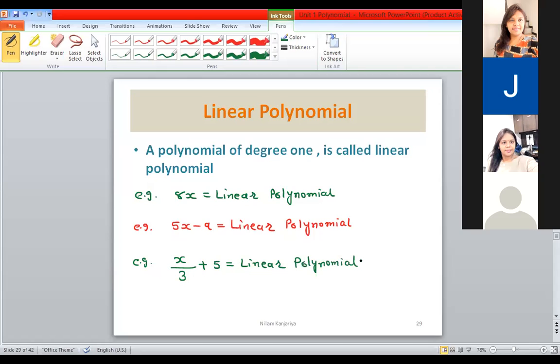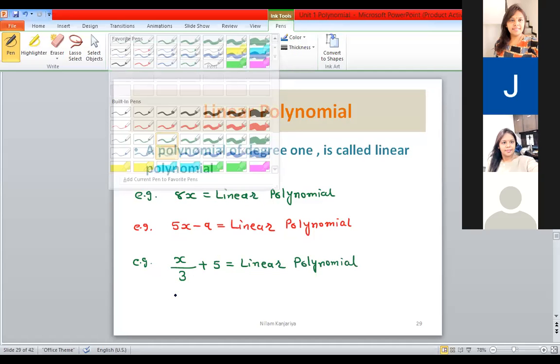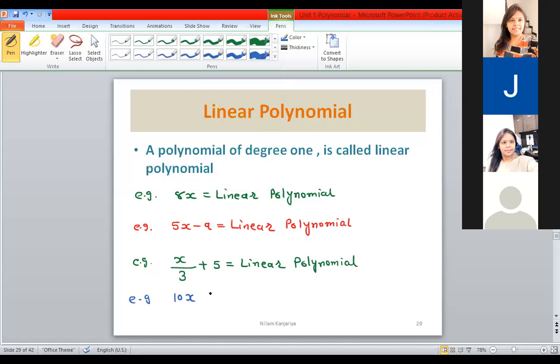Right, 10x plus 3, very good. This 10x plus 3 is also a linear polynomial. You can take an infinite number of examples for the linear polynomial. Remember, this depends on the degree, not on the number of terms.